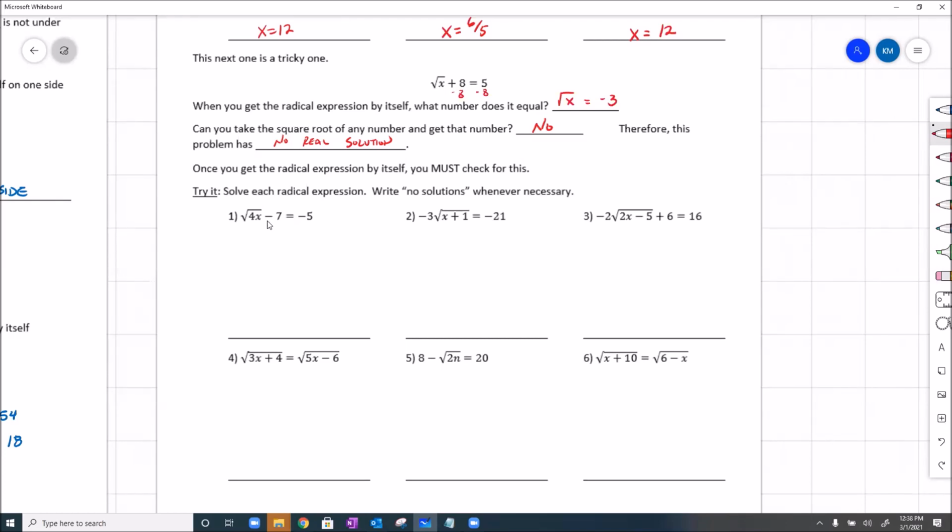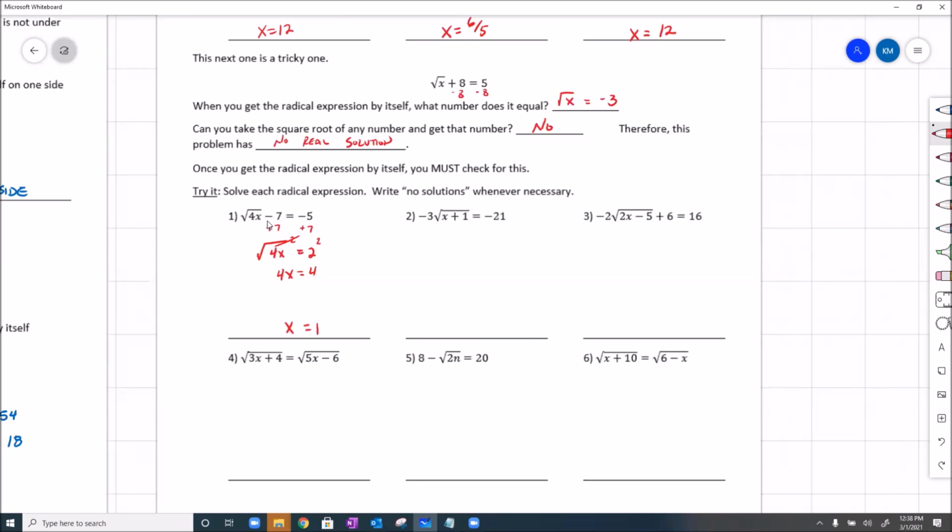Okay, when we get the radical by itself, we have to check for this. Does the radical equal a negative number? If the answer is yes, there's no real solution. So number 1, at the beginning of this problem, we see is radical 4x minus 7 equals -5, but our radical is not by itself yet, so we're not going to check if it's possible until we get our radical by itself. So we add 7 to both sides. Now our radical is by itself, and it's a positive number, so we can keep going. 4x equals 4. That must mean that x equals 1.